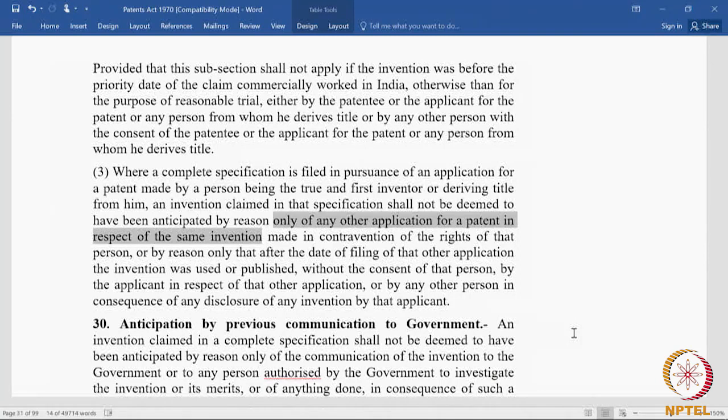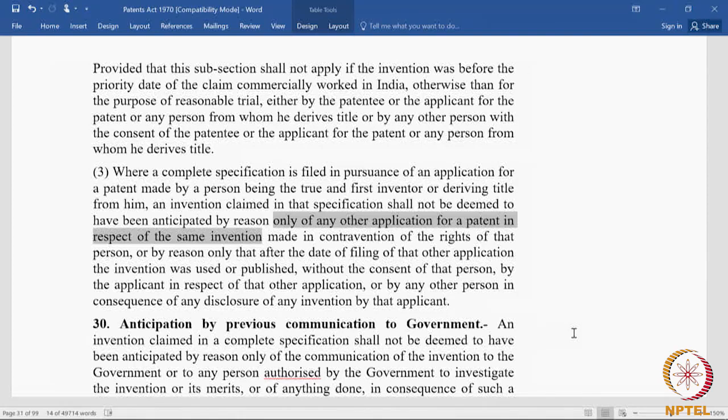Because why? The reason being, in 9(2) it was consent, here it is contravention of right. Contravention of right is I did not give consent, I did not ask my joint venture partner to go and file it separately. I never gave my employee a right to take my invention and go and file an application. So, in contravention of the rights of the person, or by reason only that after the date of filing of the other application, the invention was used or published without the consent by the applicant in respect of the other application, or by any other person in consequence of the invention and disclosure.